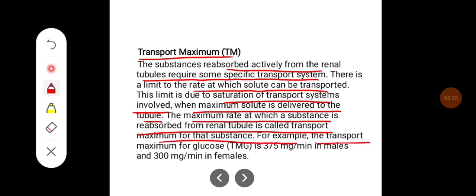For example, the transport maximum for glucose, that is TMG, is around 375 milligrams per minute in males, and around 300 milligrams per minute in females.